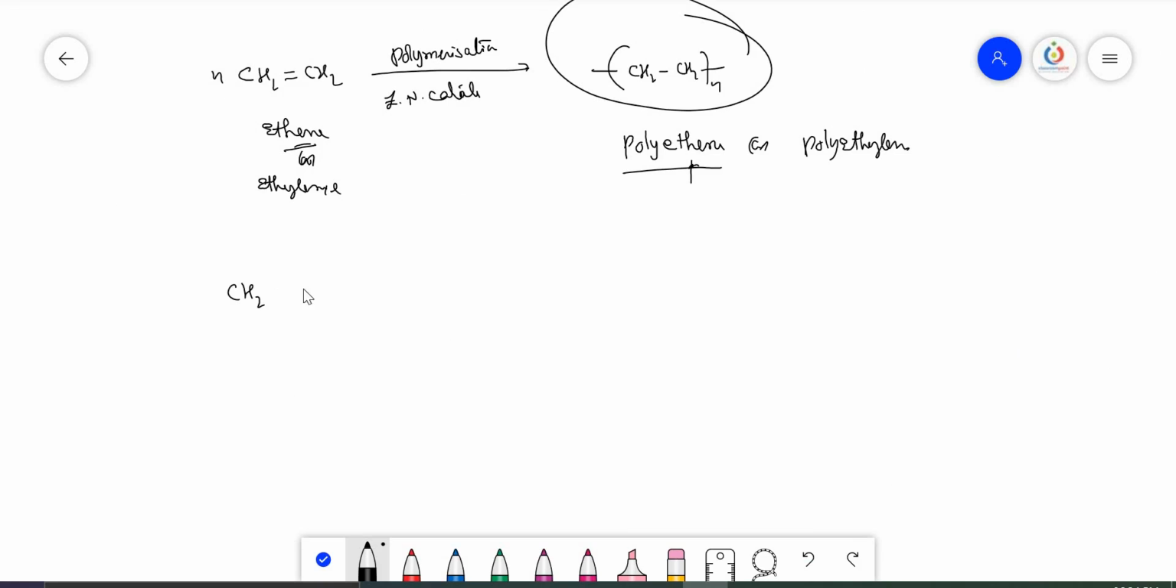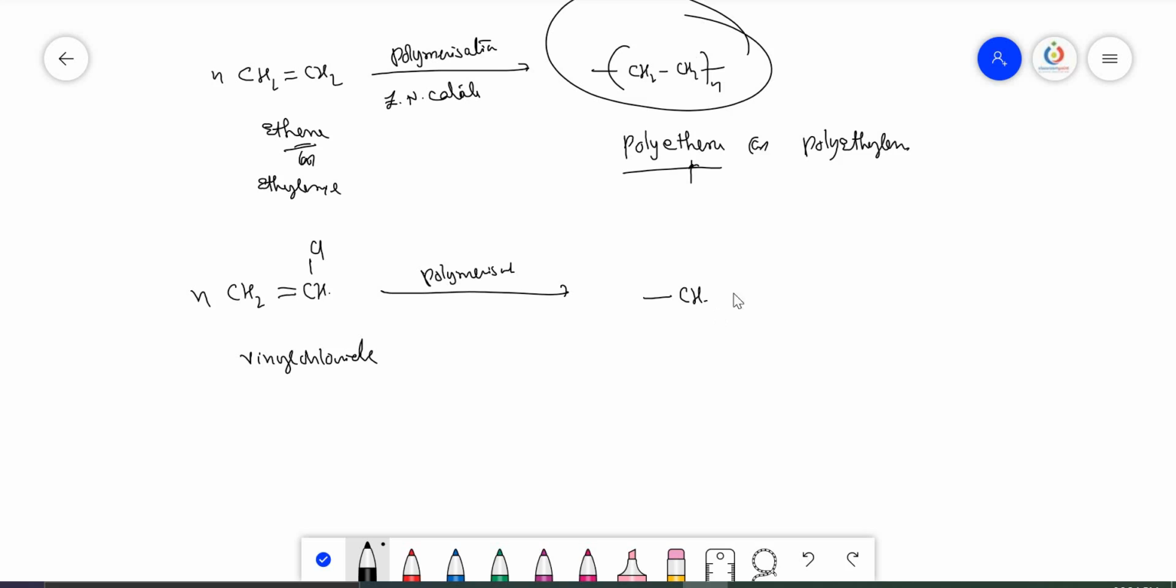That is CH2=CHCl. This is called vinyl chloride, taken n number of times. If it undergoes polymerization, then you may ask the question how this will come out. Simple, this pi bond will shift this side.